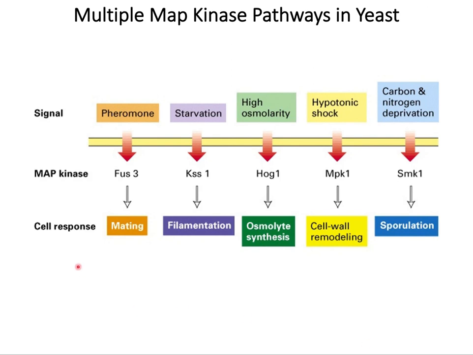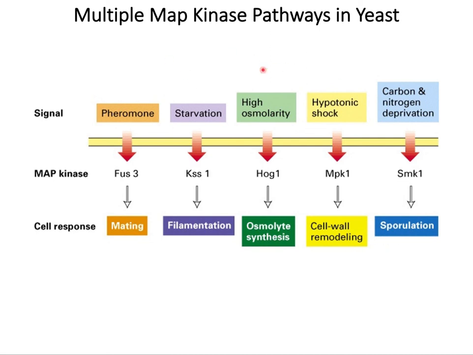Now, we talked about the MAP kinase earlier, and we are talking about the GQ coupled protein response, but I don't want you to get an idea that the MAP kinase is just one type of enzyme. In fact, there are dozens of different MAP kinases, and this figure illustrates this. This is a series of MAP kinases that are found in yeast, illustrating the outcome of signaling from those MAP kinases. And these outcomes include mating, then filamentation, osmolyte synthesis, cell wall remodeling, and sporulation.